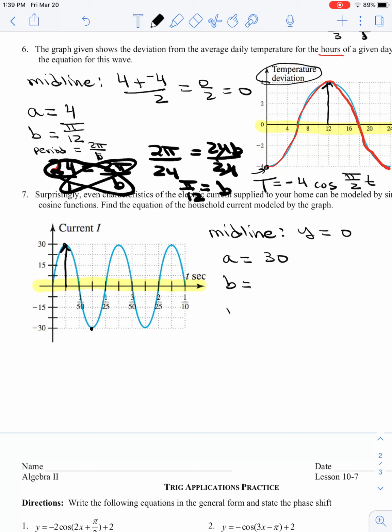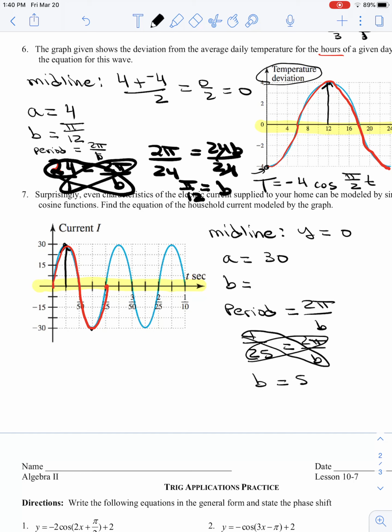Need to find my frequency, so I'm going to use the period formula, which is 2 pi divided by b. So I have to find the period of this function. Remember, sine starts at the midline, goes to the max, goes to the midline, min, and back to the midline. So 1 over 25, that is the period. That's how long it takes to go through one complete cycle. So 1 over 25 equals 2 pi divided by b, and then I'm going to cross multiply to solve. So b equals 50 pi. So my frequency is 50 pi.